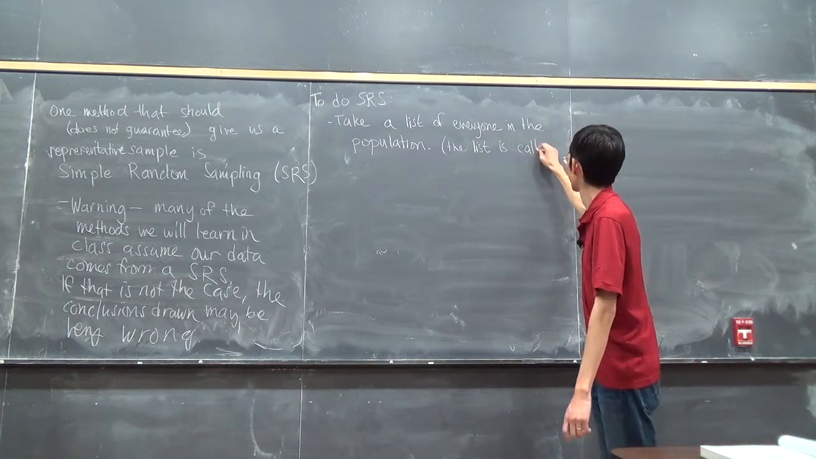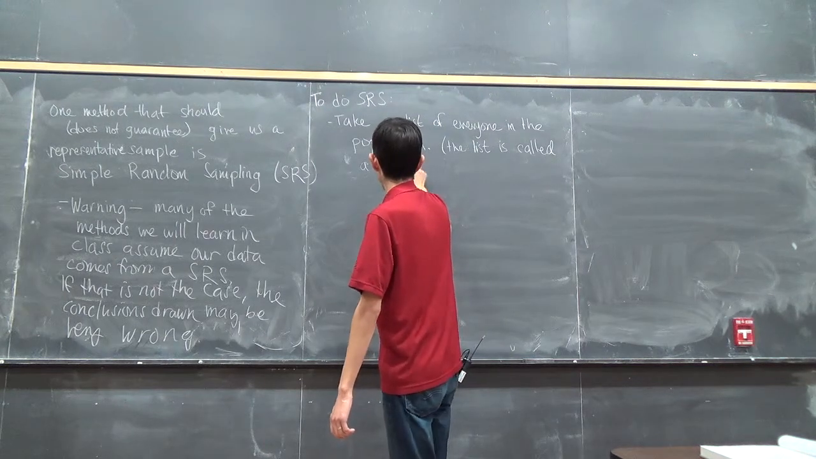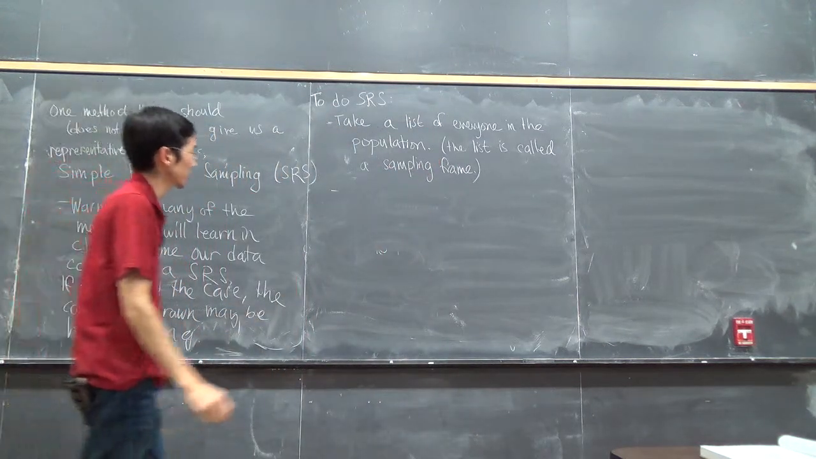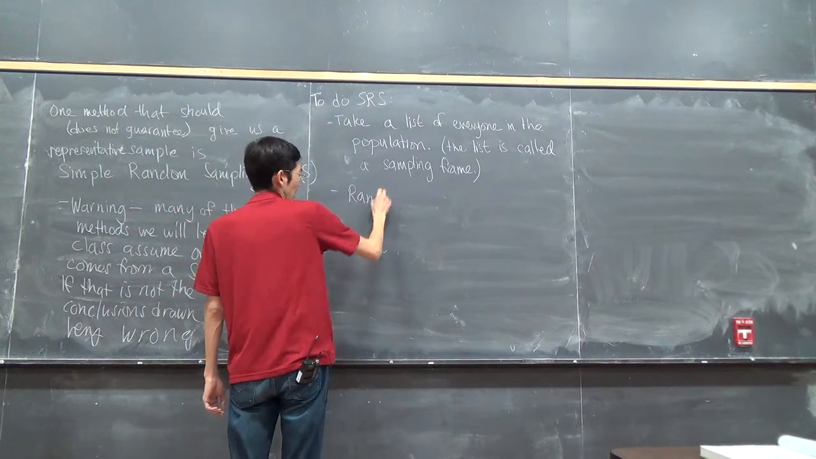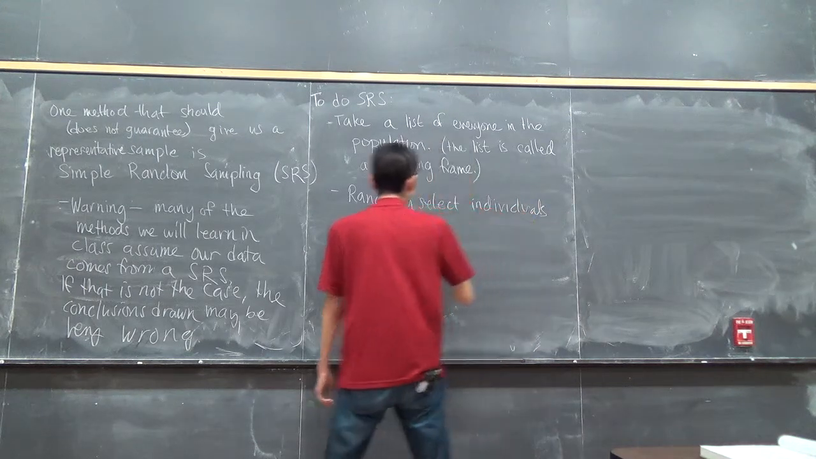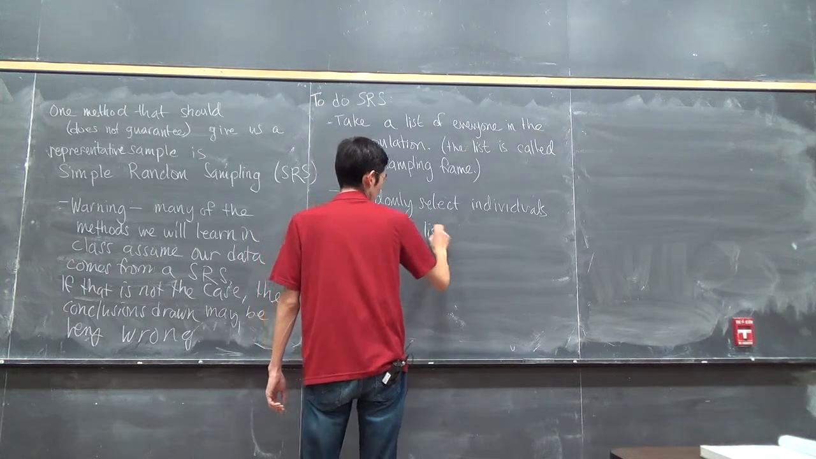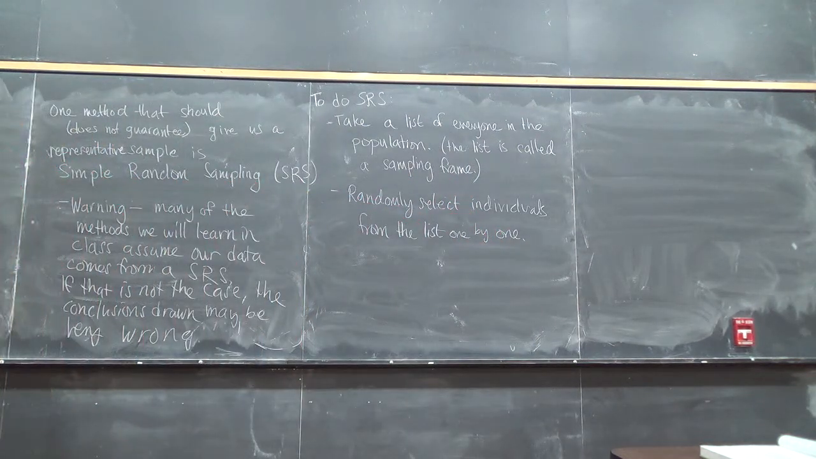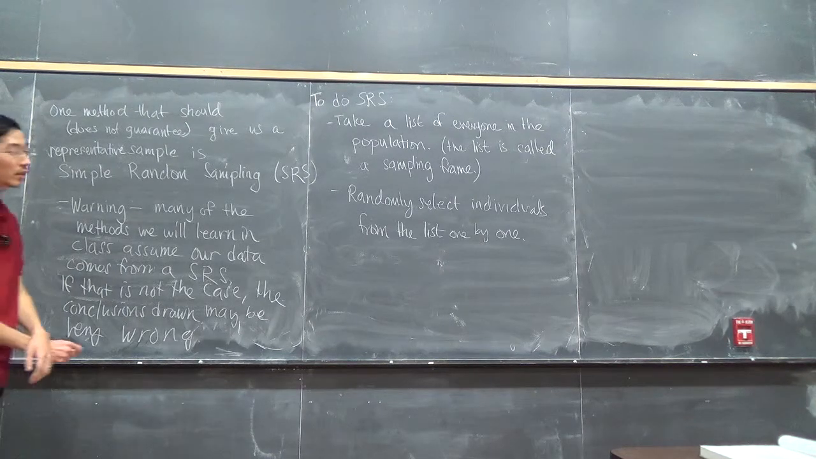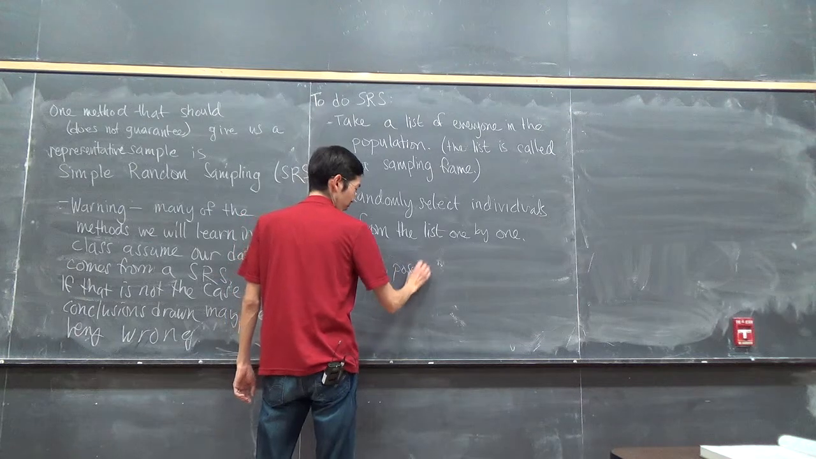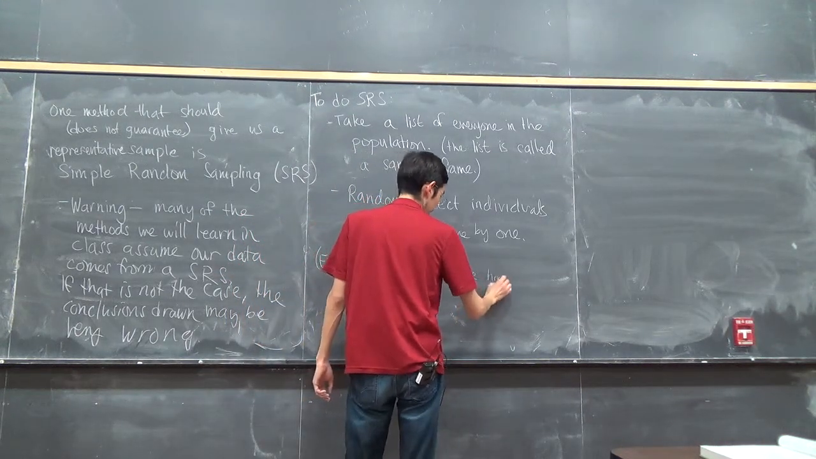Okay, so the list is called a sampling frame. And then, so you take a list of everyone in the population. Then, randomly select individuals from the list one by one. Okay. And that's it. That's how you do a simple random sample. And if you follow this method, then that means every single possible sample has an equal chance of being selected.